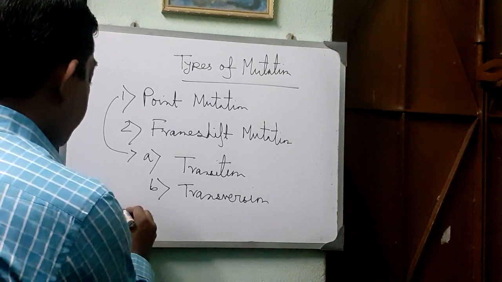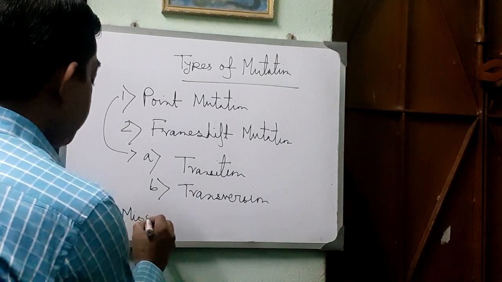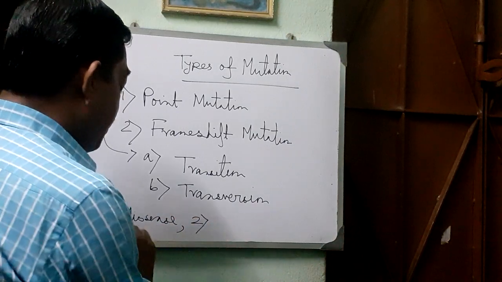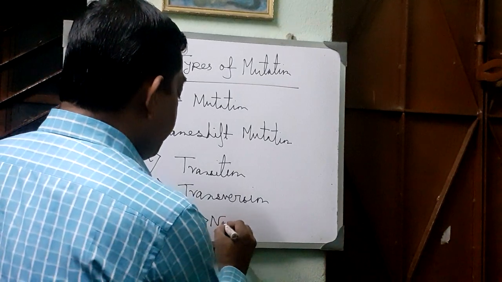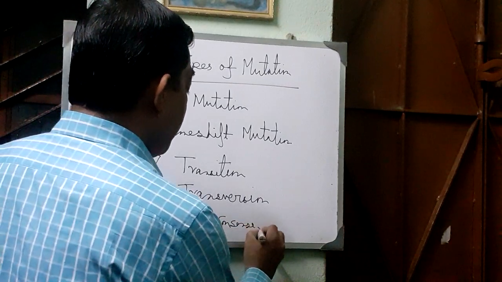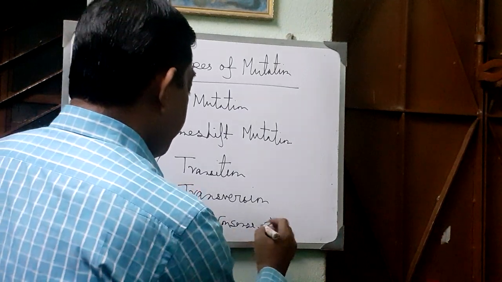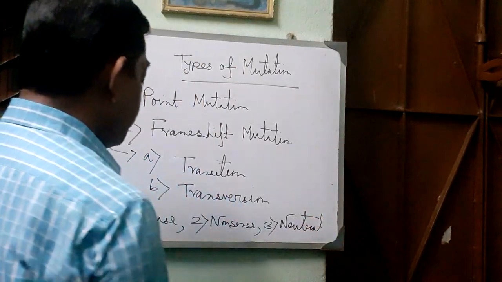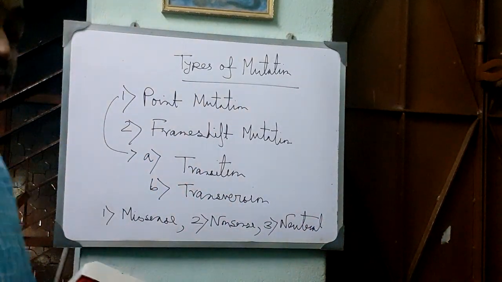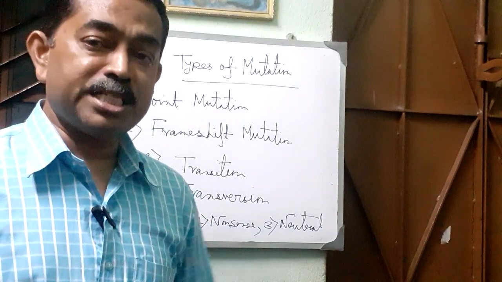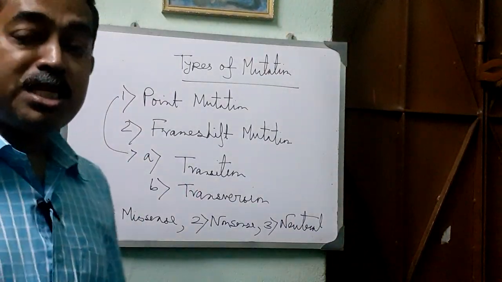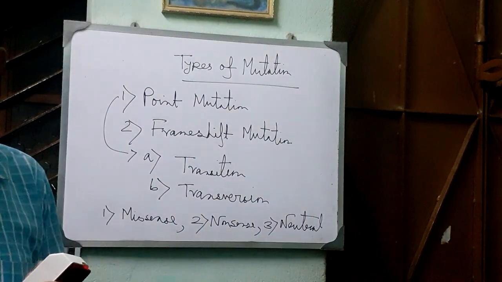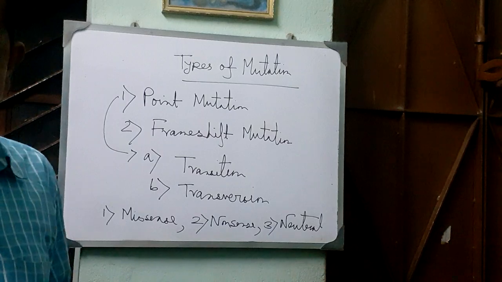They are like this. One is the missense point mutation. Another is the nonsense point mutation, and the third one is the neutral point mutation. And what are these missense, nonsense, and neutral point mutations? I am explaining it. Actually, in missense point mutation, as I have told you, a nucleotide base pair will be substituted by another nucleotide base pair.